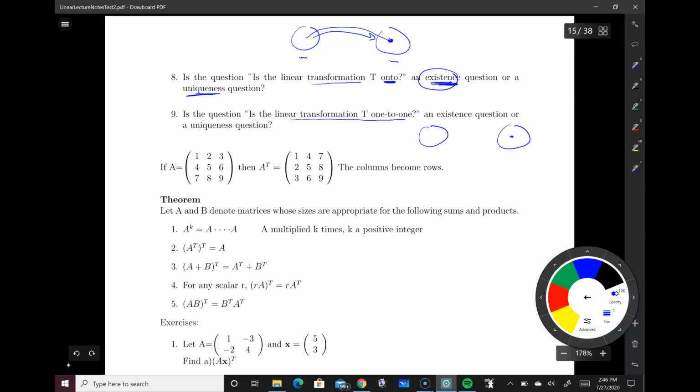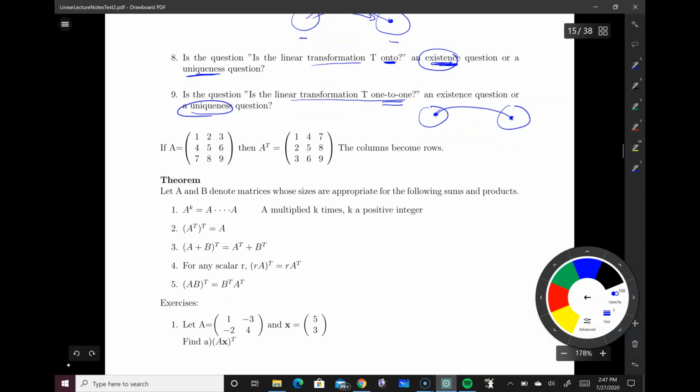And if I'm asking the question, is the transformation one-to-one? Again, we start from in the codomain. So we look here, and we say, is there at most one vector in the domain that goes to this element in the range? Is there at most one? And so that's talking uniqueness.